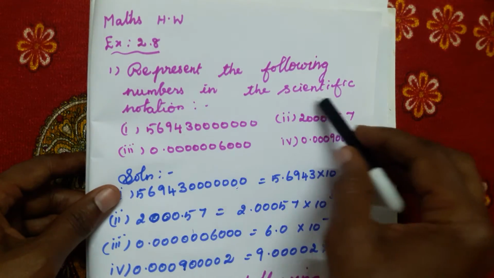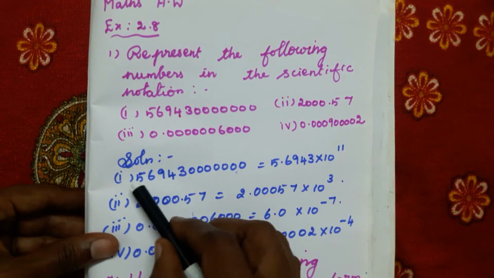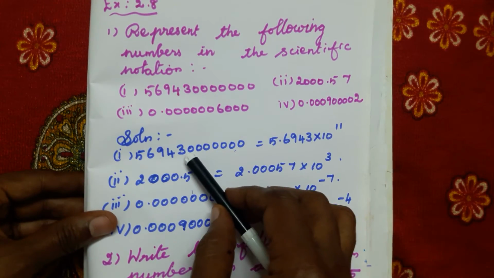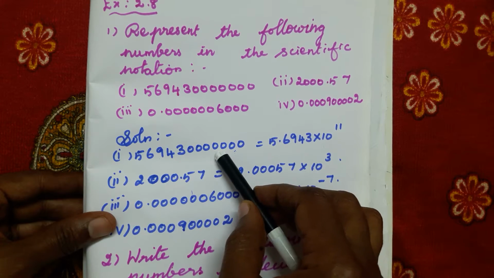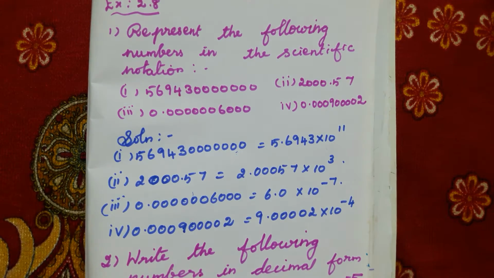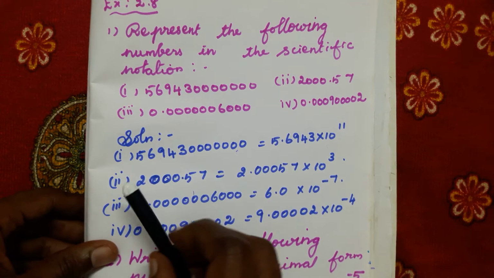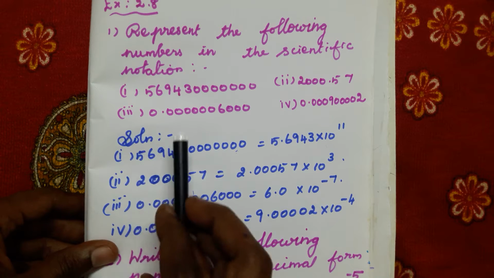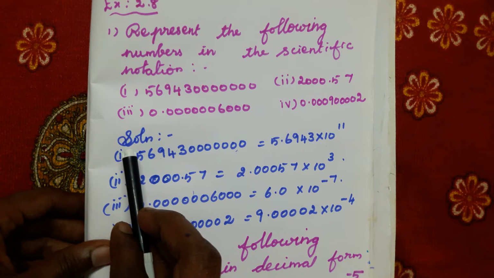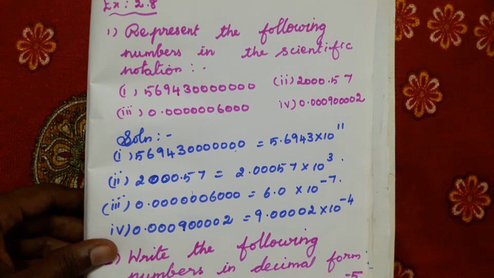Represent the following numbers in scientific notation. First one, 569430 0000000. This one we have to convert into scientific notation. In scientific notation, before the decimal point, how many non-zero digits should be there? Only one non-zero digit should be there.